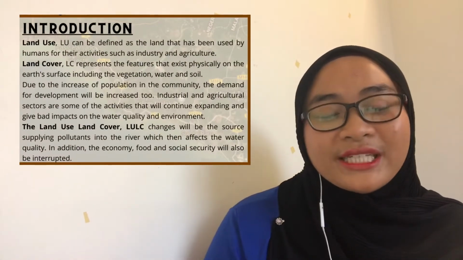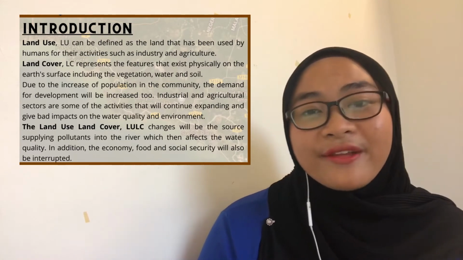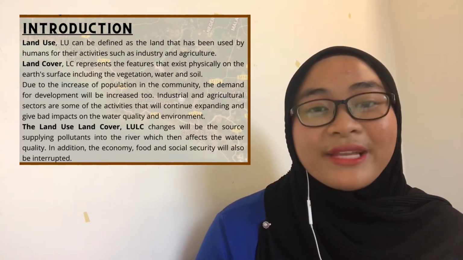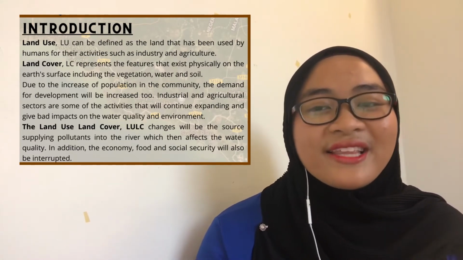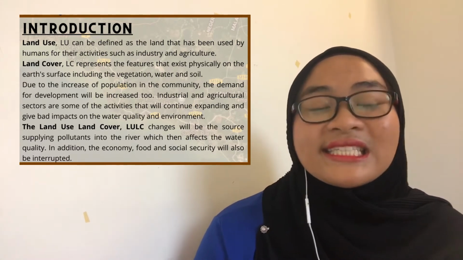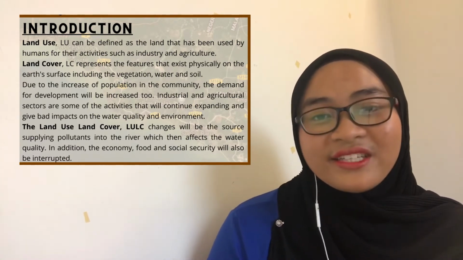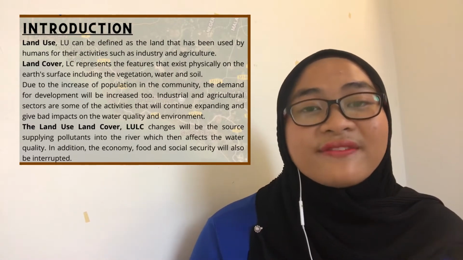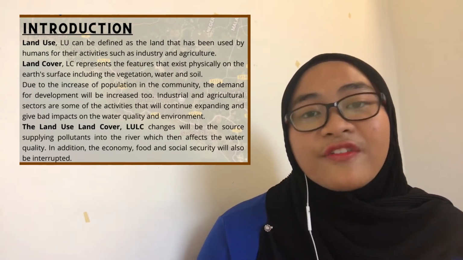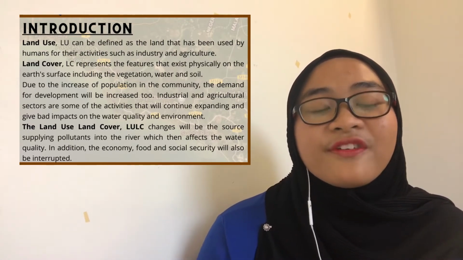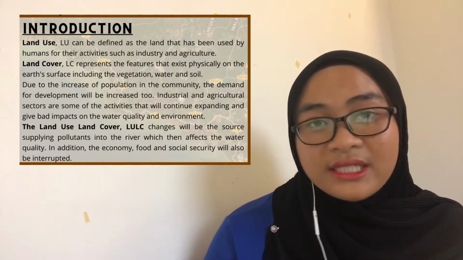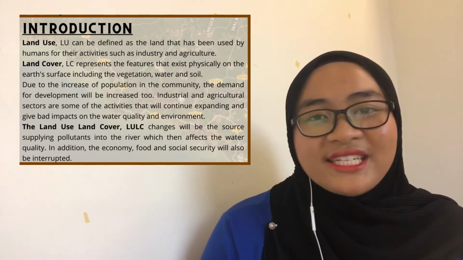Based on the poster, land use, or LU, can be defined as the land or area that has been used by humans for any activities that they have done, such as agriculture and industrial activities. While the land cover, LC, is the features of Earth's surface that can be observed physically, for example, the water, the soil, and also the vegetation area.